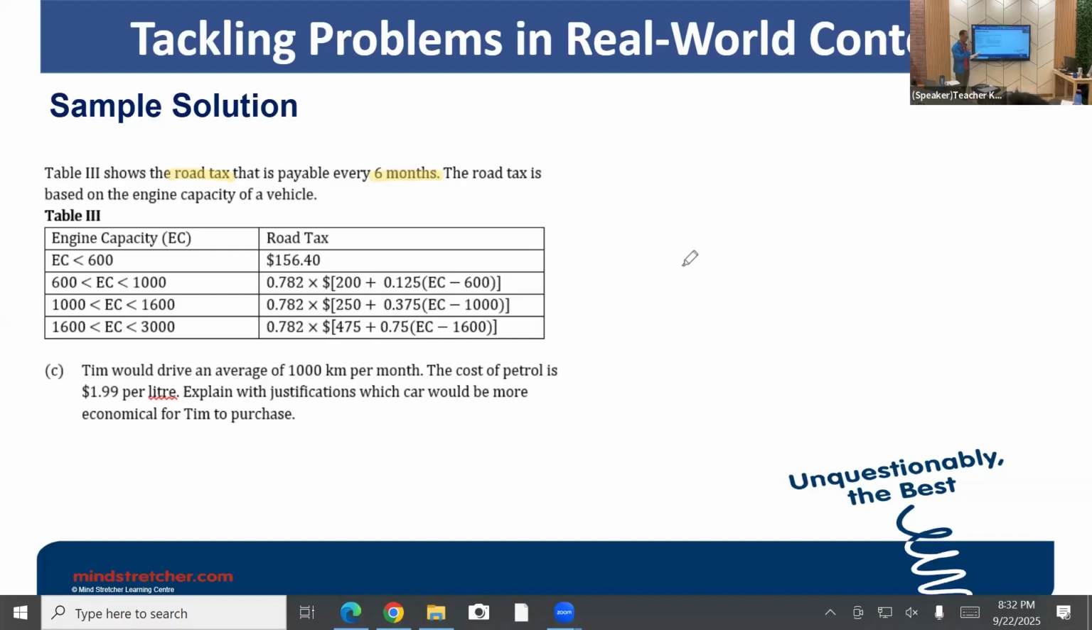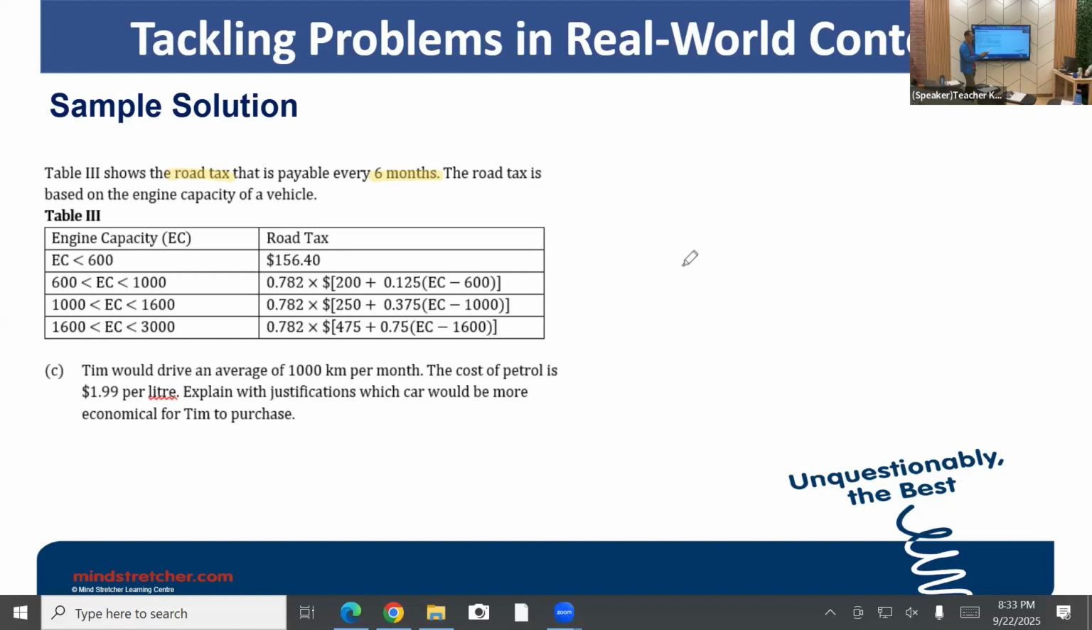Then after that, he's going to sell it off, right? So how much road tax will he incur in this case? Five years, so 5 times 2, because of 6 months. One year is 12 months, so it's 2 times per year that he will have to pay road tax. So it will be 10 times in total that he will incur this particular road tax.